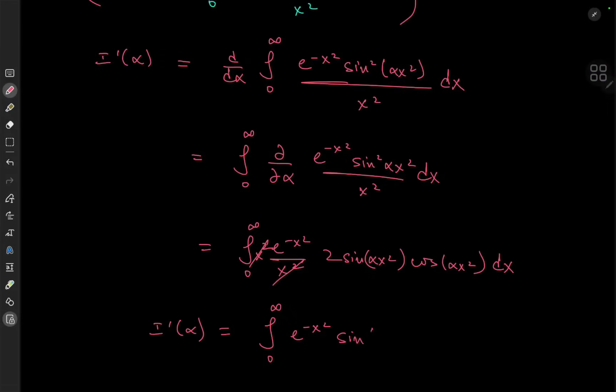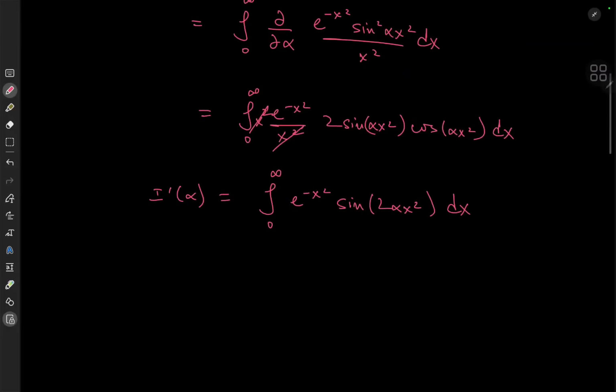So we have the integral of sine of 2 alpha x squared dx, which is dope, because we have an exponential times a trig function, and that gives us an excuse to apply Euler's beautiful formula. So we know that the sine of theta is just the imaginary part of e to the i theta.